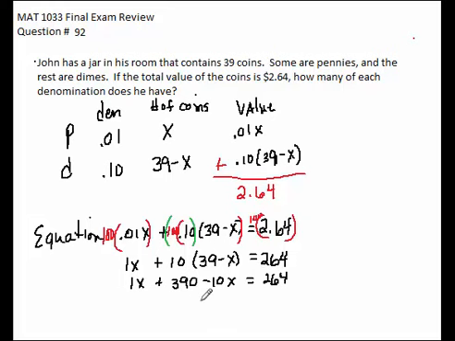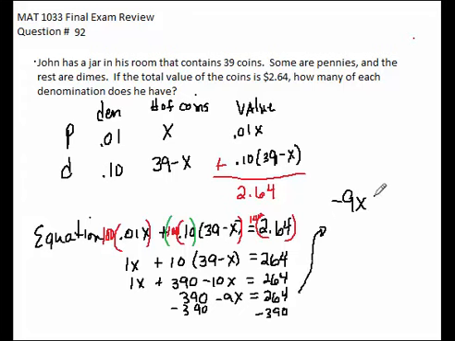And then combining like terms, we have 390 minus 9x is equal to 264. We're going to subtract 390 from both sides. We end up with negative 9x, don't forget the negative, is equal to negative 126. And then we're going to divide both sides by negative 9. Here, remember, we let x be the number of pennies, so if we do not get a whole number here, we've got problems. And a negative divided by a negative is a positive. So we need a positive integer. We need a whole number here, or natural number.